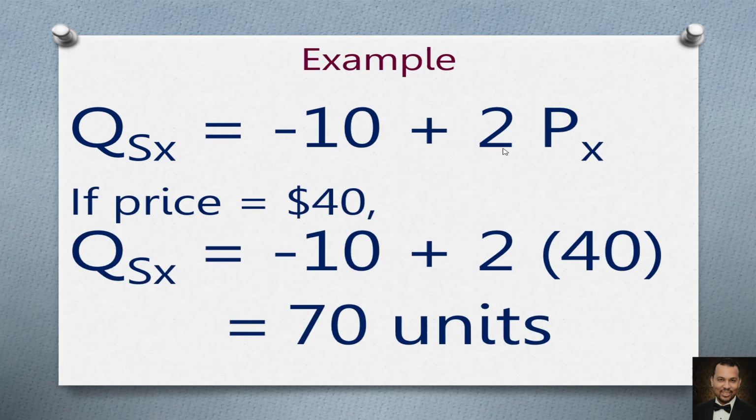Simple example. Suppose quantity supplied of X equals negative 10 plus 2Px. Calculate the quantity supplied of X when the price equals 40. We replace Px with 40. So 2 multiplied by 40 equals 80. Negative 10 plus 80 equals 70 units.